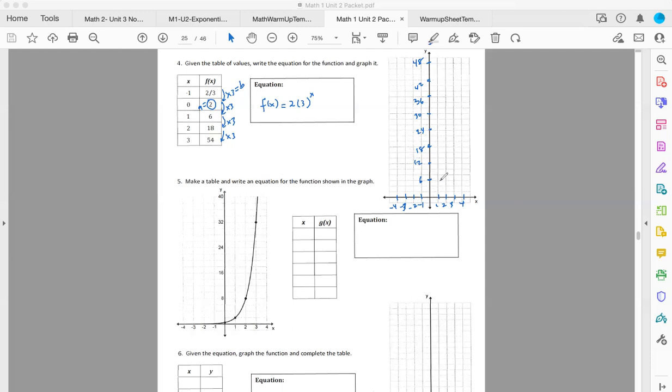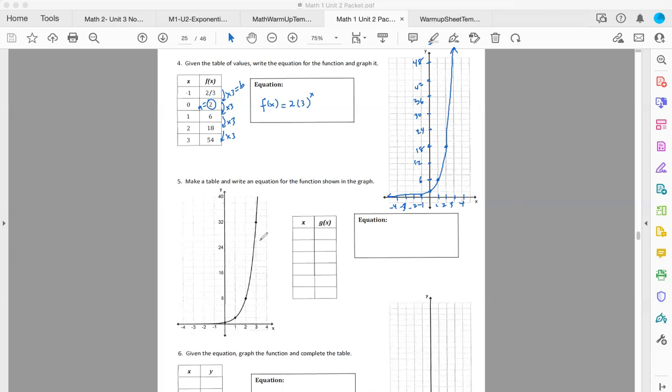So 1, 6, which is right here, 2, 18, right here, 3, 54, way off the chart right here. And then 0, 2, which is right here, and negative 1, 2/3, which is right here. So your graph is going this way. Again, this is supposed to be a smooth curve. That shows exponential growth.